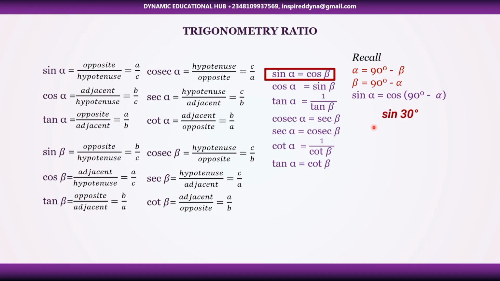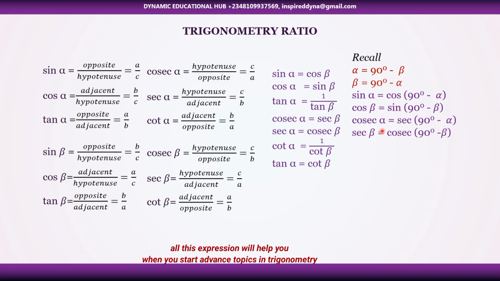So which means sine 30 degrees will be the same as cos 60 degrees. Sine 10 degrees will be the same thing as cos 80 degrees. Cos 15 degrees will be the same thing as sine 75 degrees. Now the same thing goes with cosec alpha. Cosec alpha is the same as sec of 90 degrees minus alpha, and sec beta will be the same as cosec of 90 degrees minus beta.